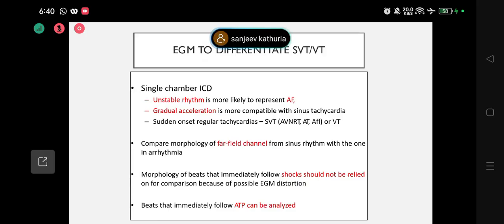So three important things. Rhythm: is it an AF? It's irregular, it's an AF. Was it a gradual acceleration? Likely to be a sinus tachycardia. Is the morphology of the SVT which has been stored matching it? It's likely to be an SVT.